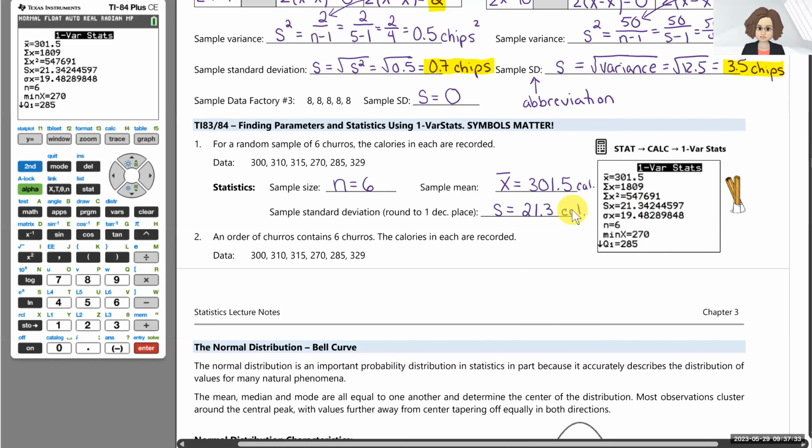And then the comparison here is, what if, number 2, we had an order of churros and it contained 6 churros, and the calories here in each are recorded.